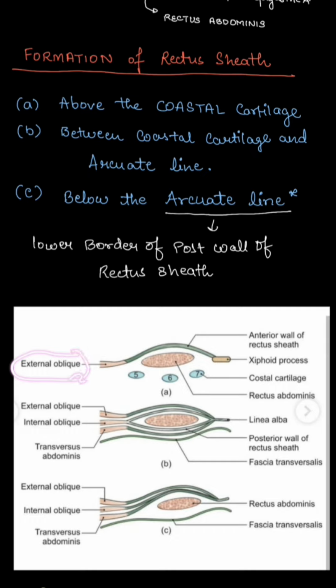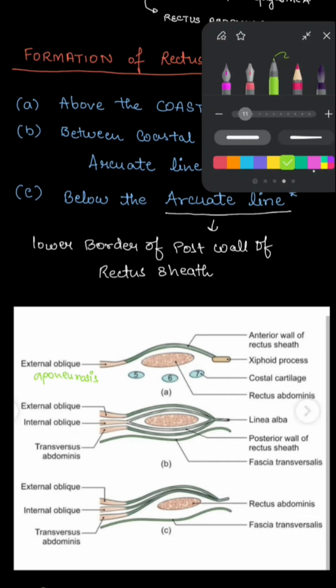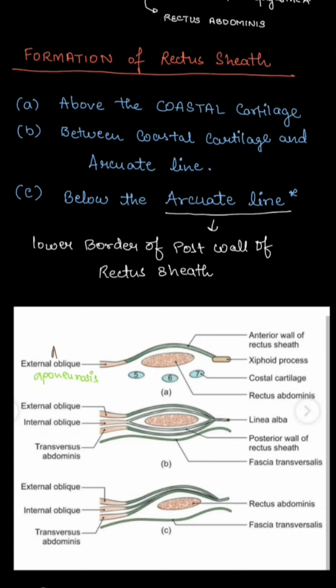external oblique aponeurosis. Okay, external oblique aponeurosis forms the anterior wall. So the anterior wall is formed by external oblique aponeurosis. This is the anterior wall and this is the posterior wall.